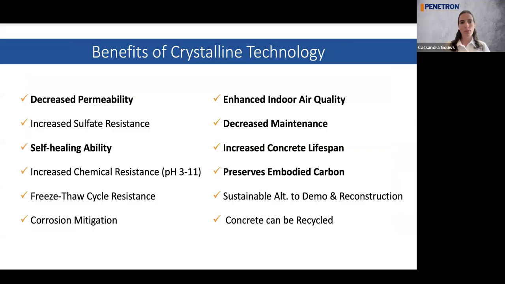We know how it works, so let's move on to the benefits of the crystalline technology. Now, there's quite a few on the screen there, but they are all based on the most important one, which is the decreased permeability. And because we decrease the permeability of our concrete, you will see your concrete have an increased sulfate resistance, the crack self-healing ability, which we've just touched on now, and an increased chemical resistance with a pH range between 3 to 11. Freeze-thaw cycle resistance, corrosion mitigation, which is obviously very important, and you'll have an enhanced indoor air quality.